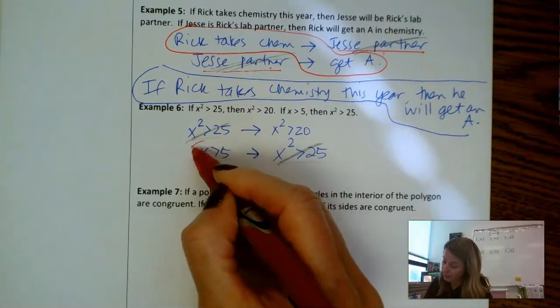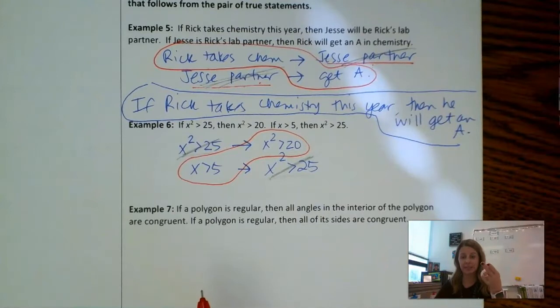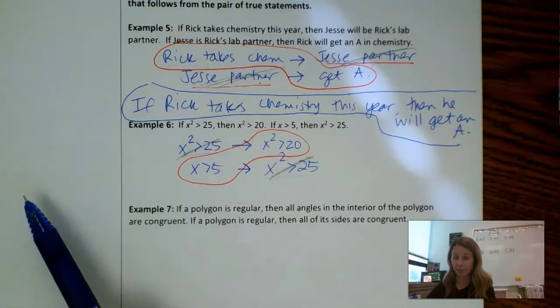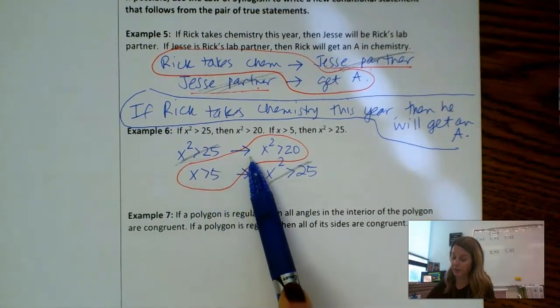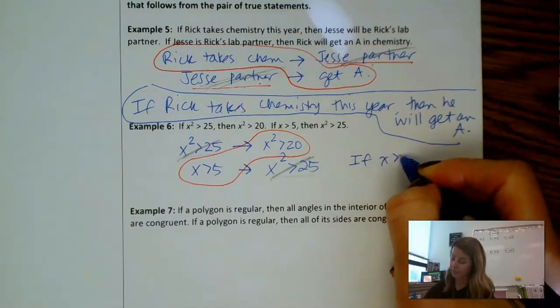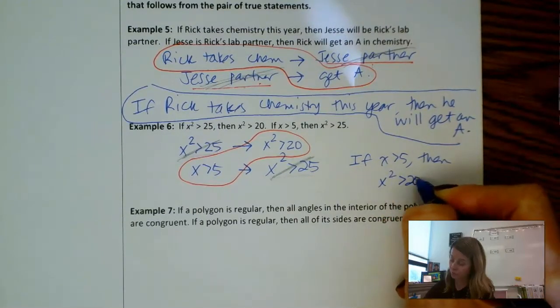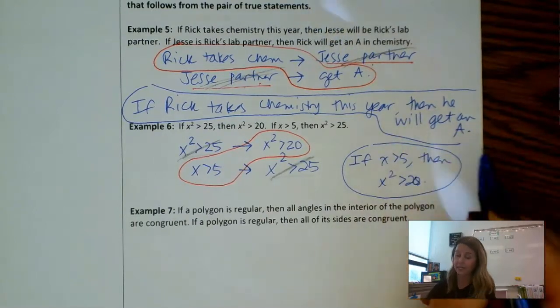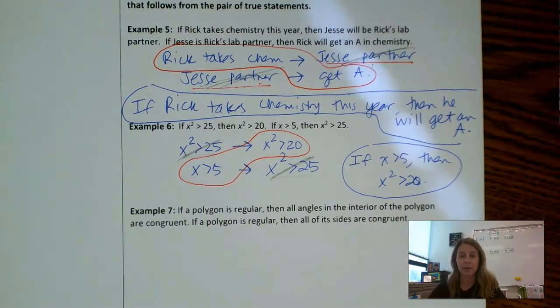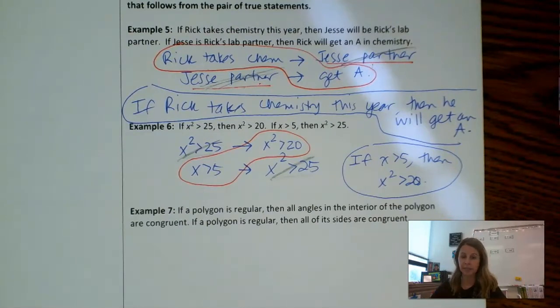So here is my new hypothesis leading to my new conclusion. This is what I meant a second ago, where sometimes the sentences are switched. By law of syllogism, I can say if x is greater than 5, then x squared is greater than 20. Okay, so that would be my answer by law of syllogism. Now, if I don't have this repeating beginning and end, then I can't apply law of syllogism. That does happen at times.